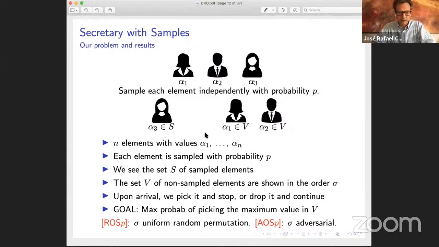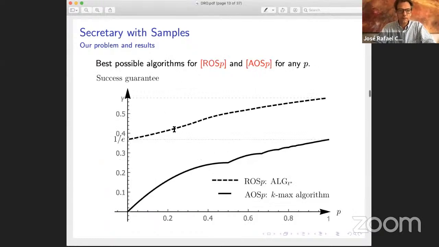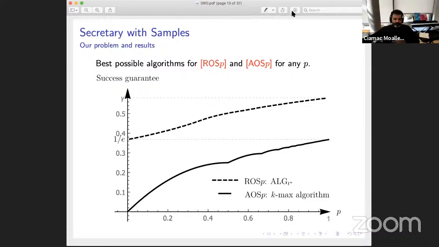So these are the results we obtained. We obtained the best possible algorithms for both orders and any value of P. That's the main contribution. And I think there are probably two interesting facts to observe. So one fact is that, of course, when P is 0, do you see my cursor here, I guess? Maybe not so well. Yes, we see it.